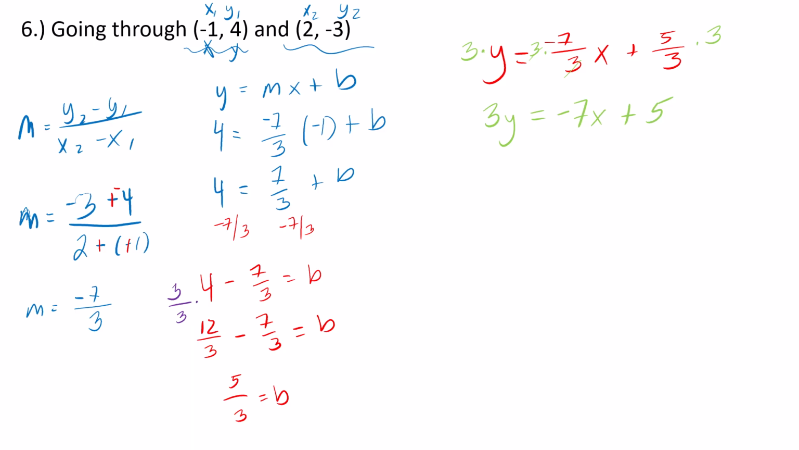So the last thing I need to do is get the x over to the other side. So I'll add that, and I will get 7x plus 3y is equal to 5.